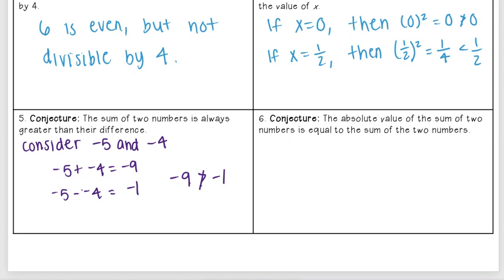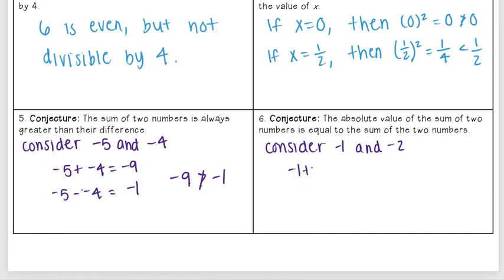Okay, and then this last one, the absolute value of the sum of two numbers is equal to the sum of the two numbers. So this is saying anytime you add two numbers and take the absolute value of it, it's equal to if I just took the sum of them. Well, we know that's going to be not true for negative numbers, so let's consider -1 and -2.